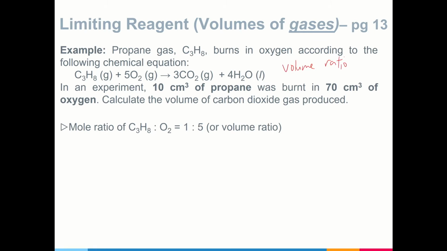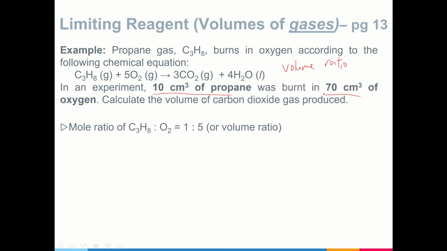First of all, you are given this equation. You are given two values. Notice you are given two values. I don't know which one is in excess. So for every mole of propane, I will need 5 moles of oxygen. So 1:5.